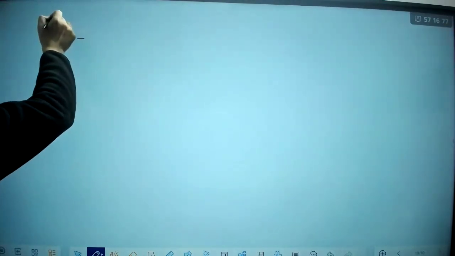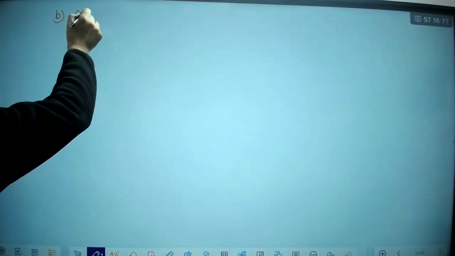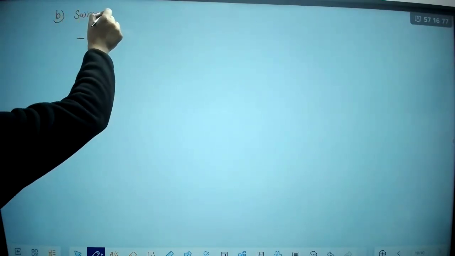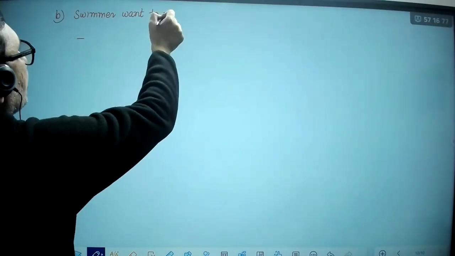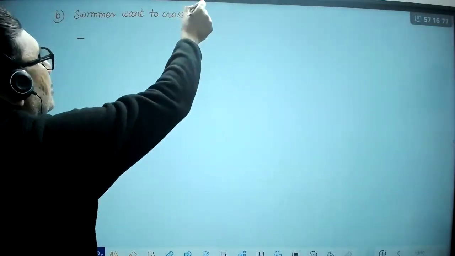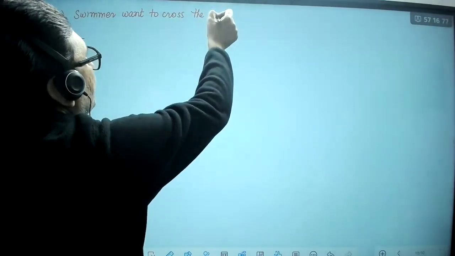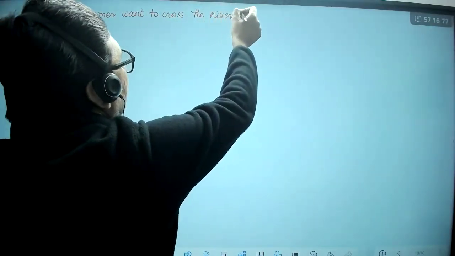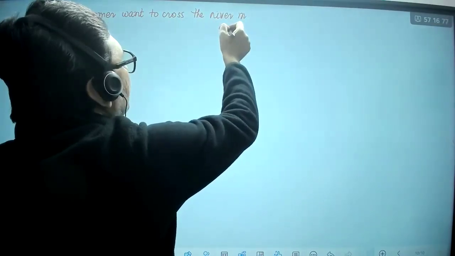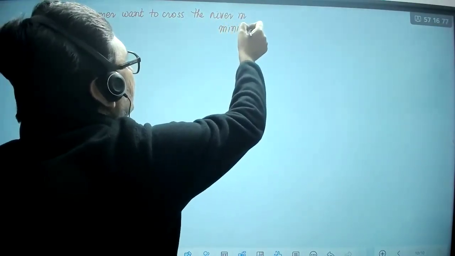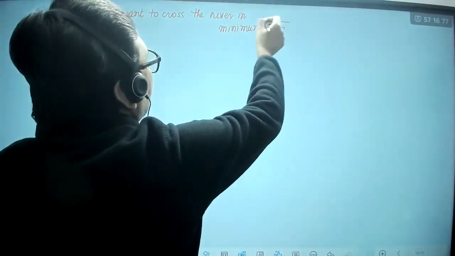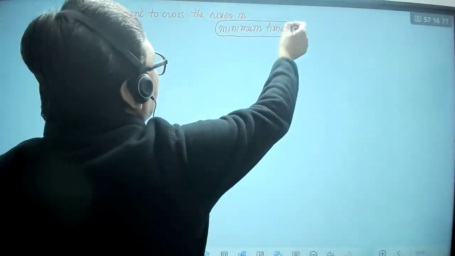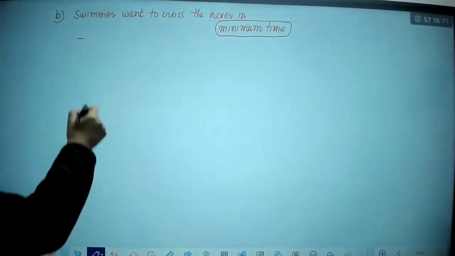So next is B. The swimmer wants to cross the river in minimum time. Next is this. So this is the next objective of the swimmer.